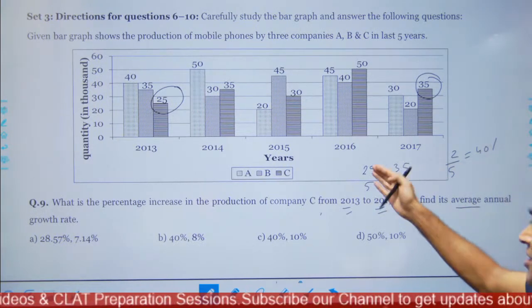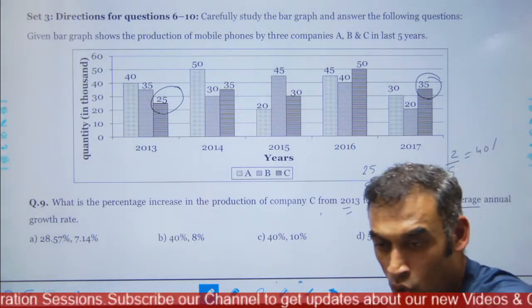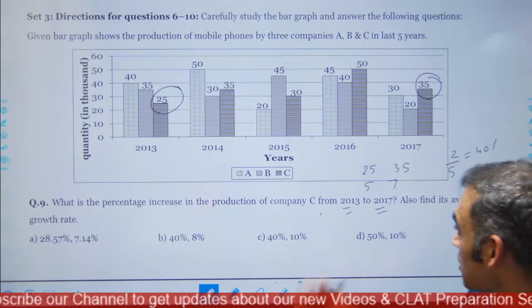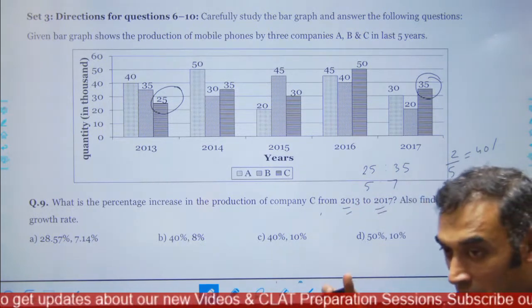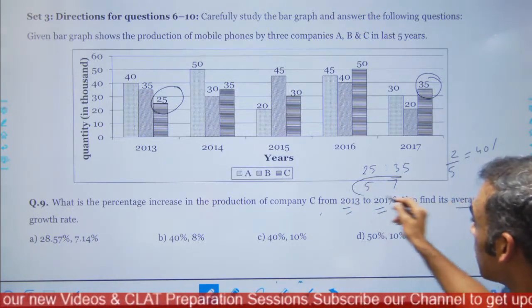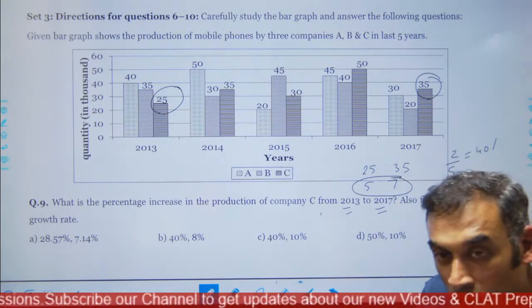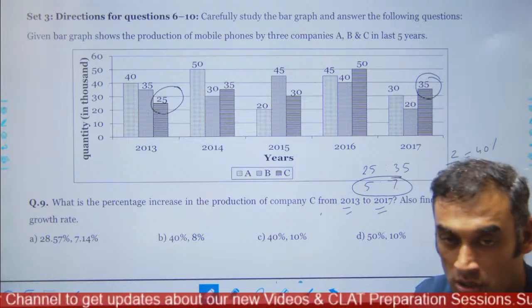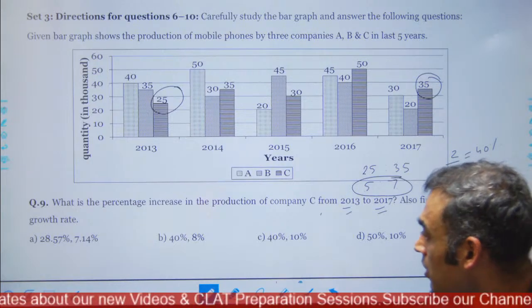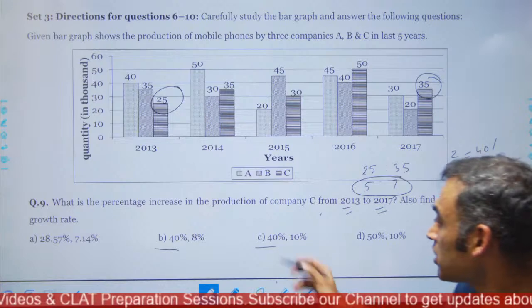So what we have done is, see, this is simple. I mean, 10 upon 25, you know, it is 40%, but still, for the future, I'm telling you, always convert it to the lowest form. 5:7. You know it went from 5 to 7, meaning a growth of 2. 2/5. That's 40%. Right? So one part I have got. So these are two options that I have.